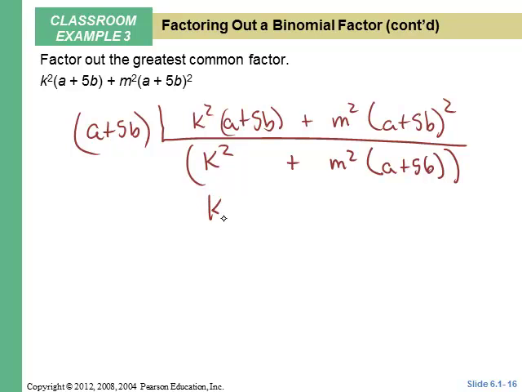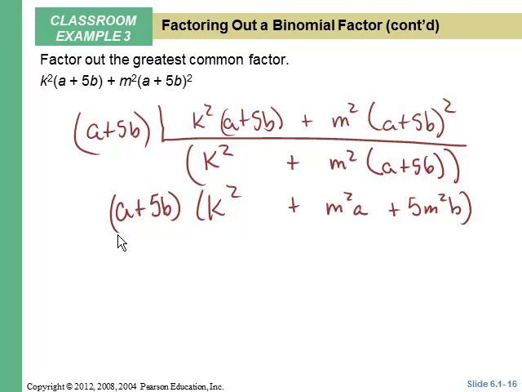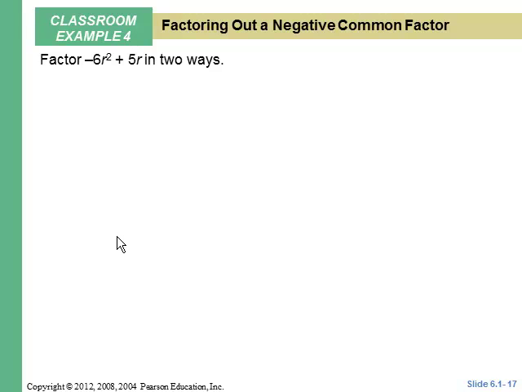Now, k squared plus m squared a plus 5m squared b. I don't know if that's the way they want us to leave it or not. Either one of those is correct. I don't like the double sets of parentheses. Now, what do they mean by factoring in two ways?